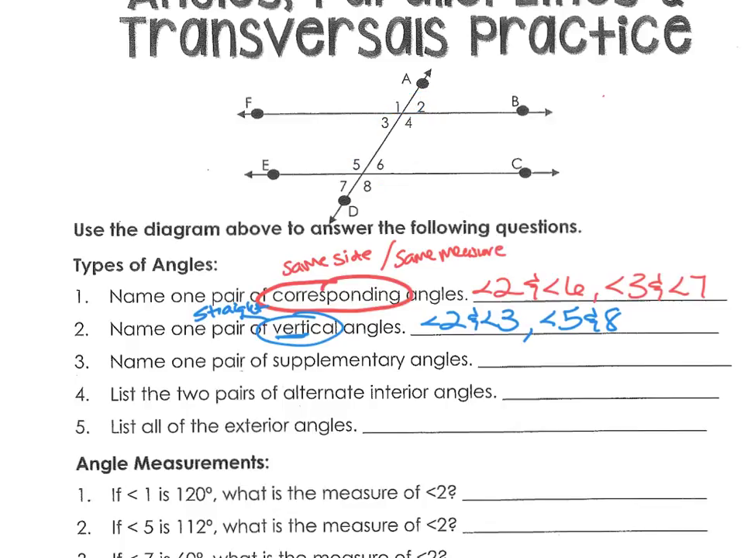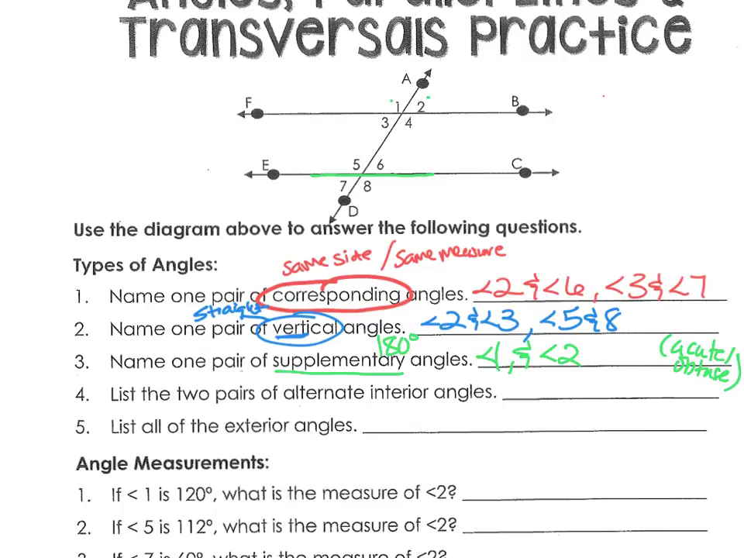Then number 3, name one pair of supplementary angles. So that means they add up to be 180. So remember, anytime you have a straight line, the two angles that make that straight line, usually an acute and an obtuse angle together, that'll equal 180. So for example, angle 1 and angle 2, they make a straight line and they would add up to be 180. We've got an obtuse and an acute angle.